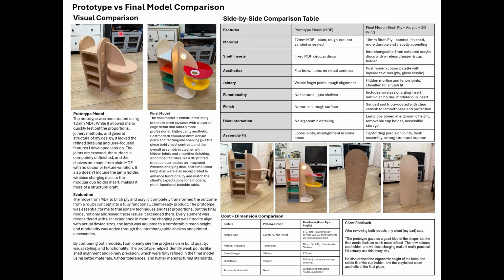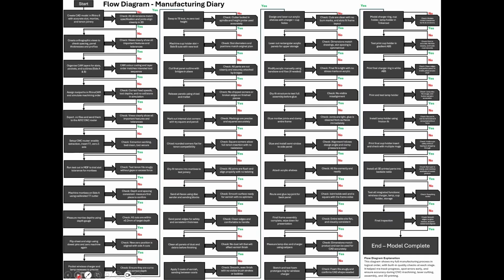And then I did a prototype versus final model comparison at the end. This is very important. You should do this. Definitely gets you more marks. Why not do it? And then I did a flow diagram manufacturing diary, which I did after I did my manufacturing. It basically says everything I did in my manufacturing to create my product. I'll show you an example.